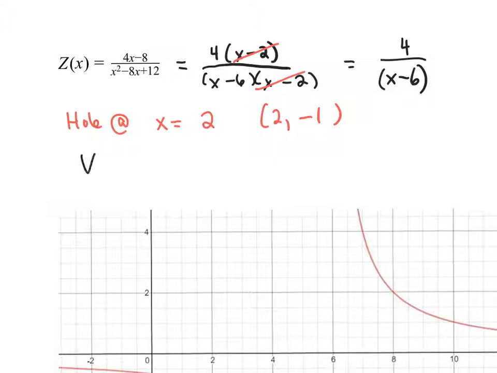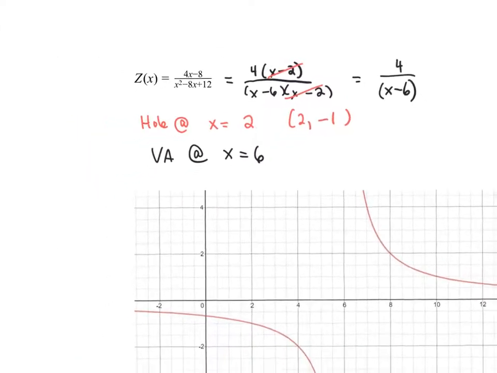And then there's the vertical asymptote. It's what's going to be 0 when it's in lowest terms. So we just have x minus 6 left. So x equals 6 is a vertical asymptote. So on this graph, which I have graphed below in Desmos, I should see a hole at 2, negative 1 and a vertical asymptote at 6.